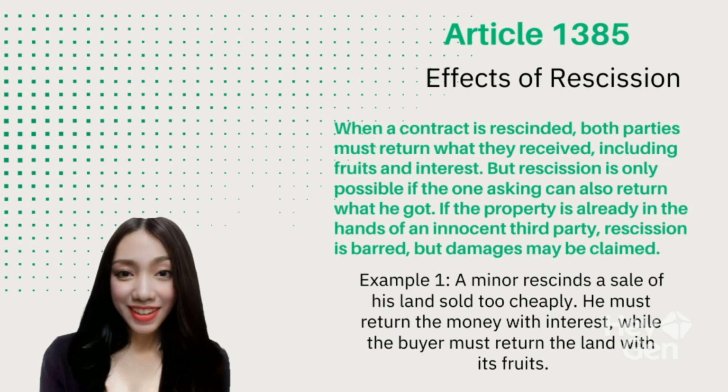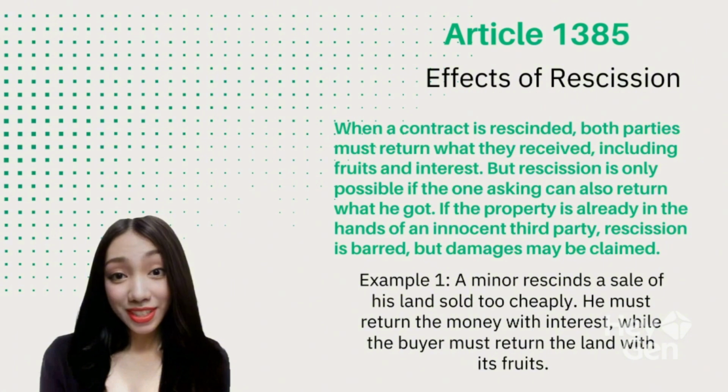Article 1385. Effects of rescission. When a contract is rescinded, both parties must return what they received, including fruits and interest. But rescission is only possible if the one asking can also return what he got. If the property is already in the hands of an innocent third party, rescission is barred, but damages may be claimed. Example 1. A minor rescinds a sale of his land sold too cheaply. He must return the money with interest, while the buyer must return the land with its fruits.